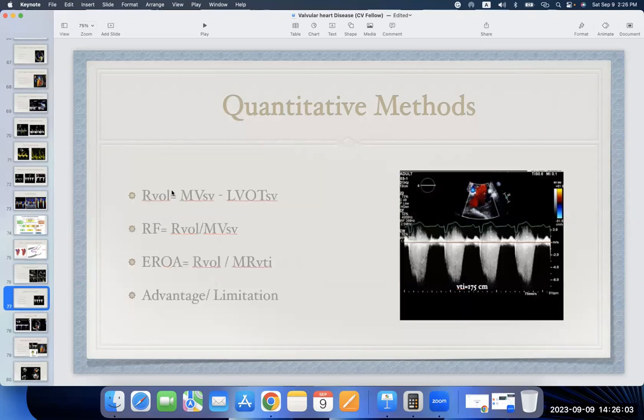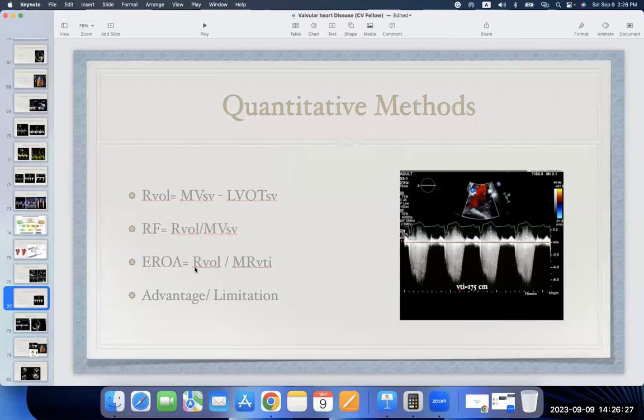And I show you how to calculate the regurgitant volume. Then you calculate the regurgitant fraction. At the end, you can also calculate the effective regurgitation orifice area. The way that we calculate the effective regurgitation orifice area, it means the area of the, maybe it's almost equivalent to the vena contracta area. So the area of the regurgitation.